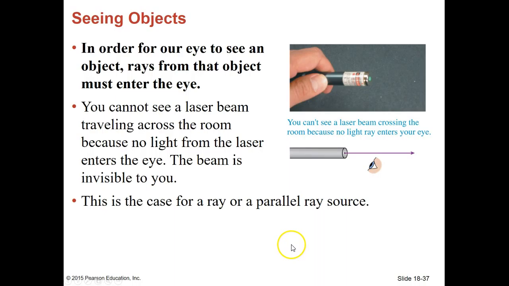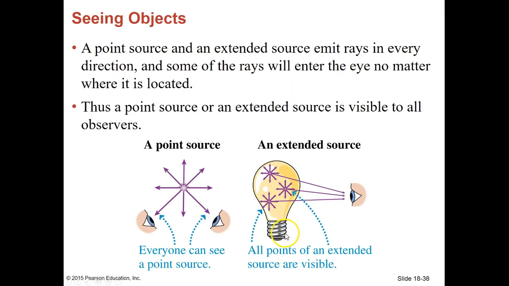In order for your eye to see an object, rays from that object must enter your eye. So you really can't see a laser beam traveling across the room because there's no light that enters the eye, and you don't ever want to shine those into your eye. So this is the case for a ray or a parallel ray light source. If you take a laser beam though and you go outside on a foggy morning and you shine it, it's really cool because you can see that because it scatters off of the water droplets.